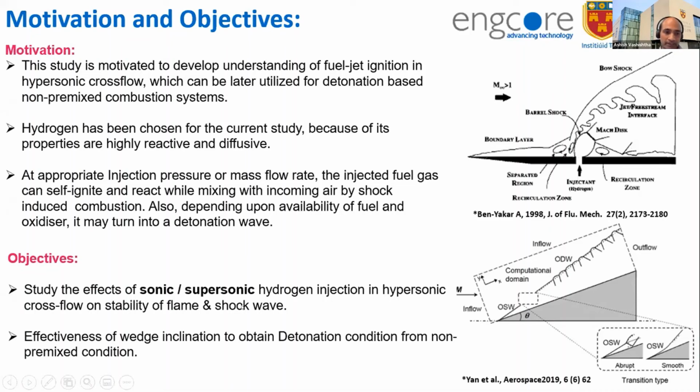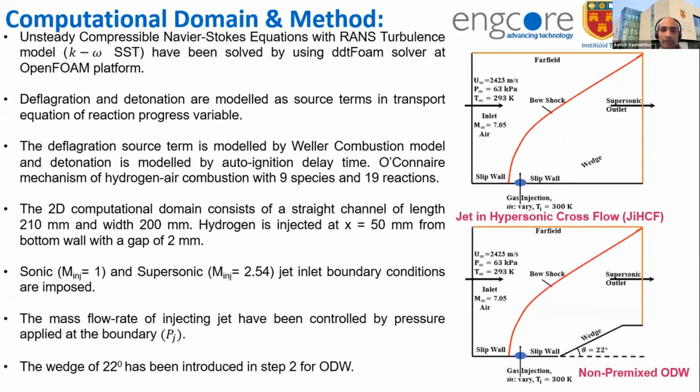So the objectives of this study are to study the effect of sonic and supersonic hydrogen injection in hypersonic cross flow on the stability of the shock wave and flame, and to understand the effectiveness of the wedge inclination in obtaining detonation conditions from non-premix conditions. As I said, I have used a solver developed by TU Munich, which is basically an unsteady compressible Navier-Stokes solver. Here the deflagration and detonations are modeled as a source term in the transport equation. Deflagration is modeled with the Weller combustion model, and detonation is modeled by auto-ignition delay time.